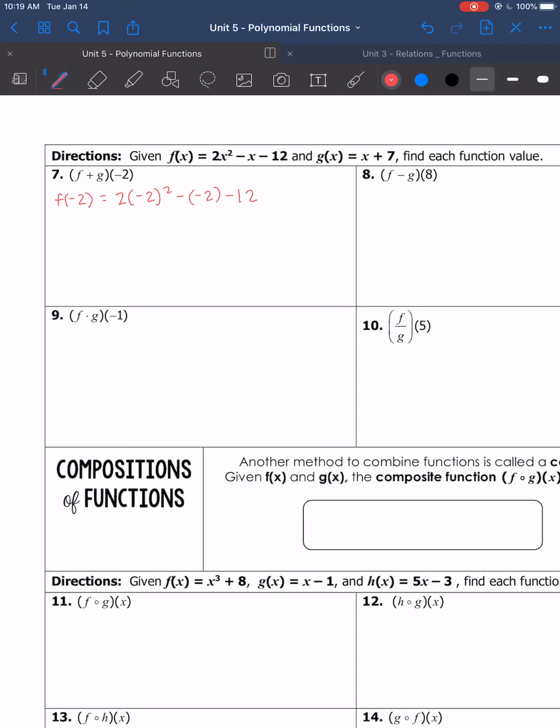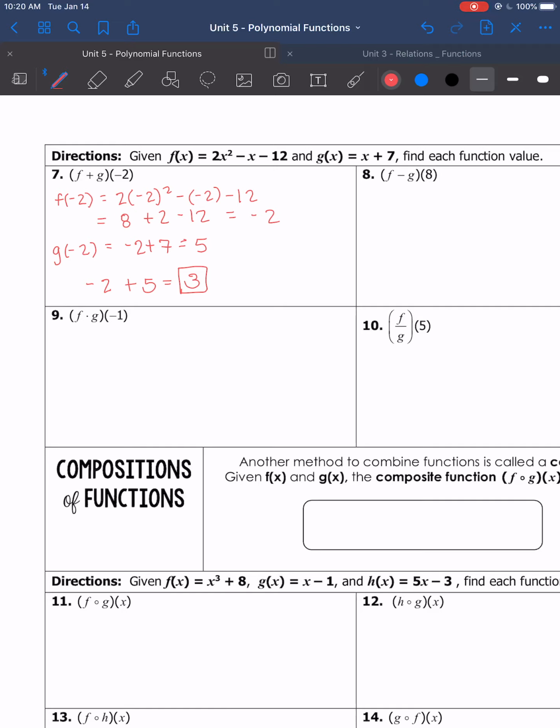So negative 2 squared is 4 times 2 is 8. That becomes a plus 2 minus 12. Gives me a negative 2. And then we need to find g of negative 2 also. So negative 2 plus 7 gives me a 5. So then we're going to take negative 2 plus 5 and get 3. So that is my answer, 3. So f plus g of negative 2 is 3.